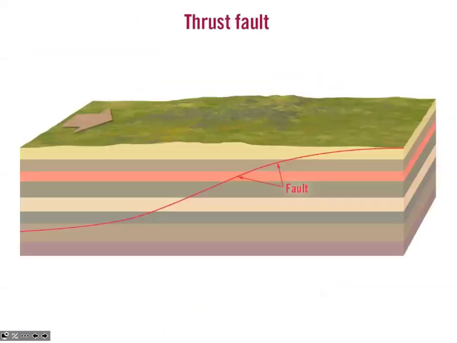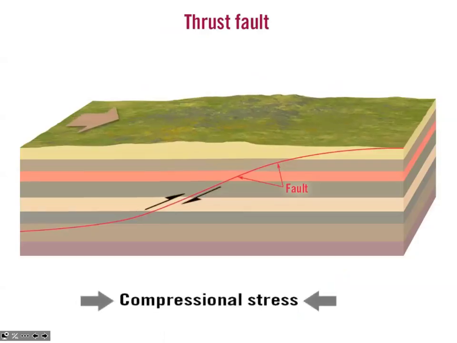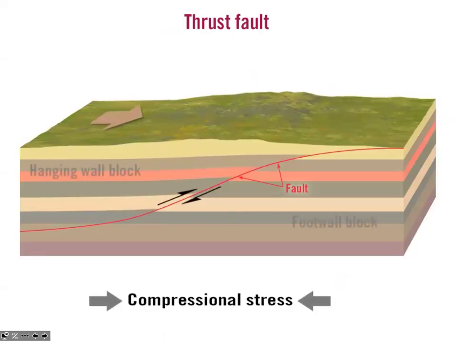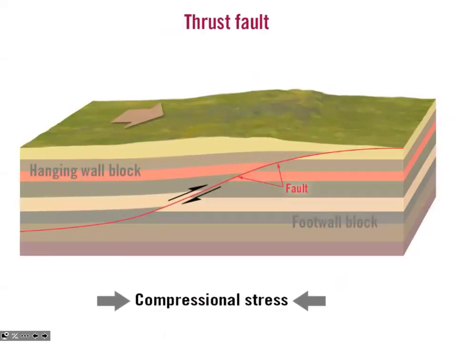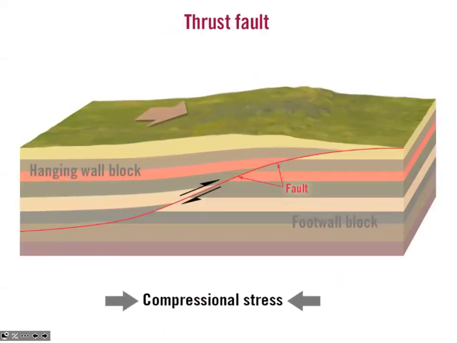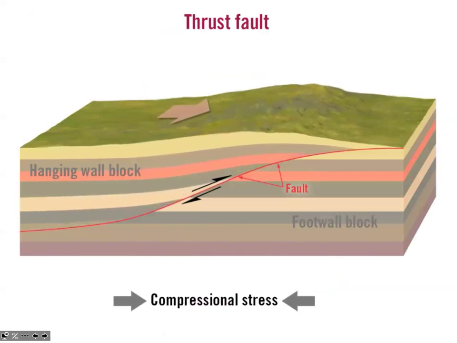So this is the thrust fault. It's a type of reverse fault, but it's a very shallow one. A thrust fault is a low-angle reverse fault. As you can see, thrust faults can result in older layers being thrust over younger strata.